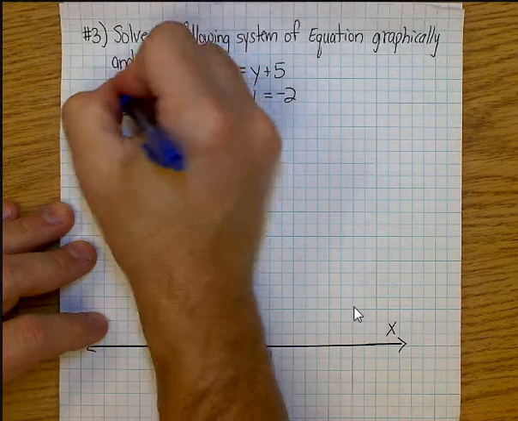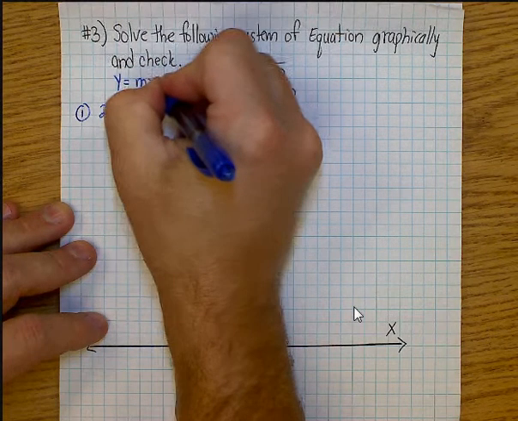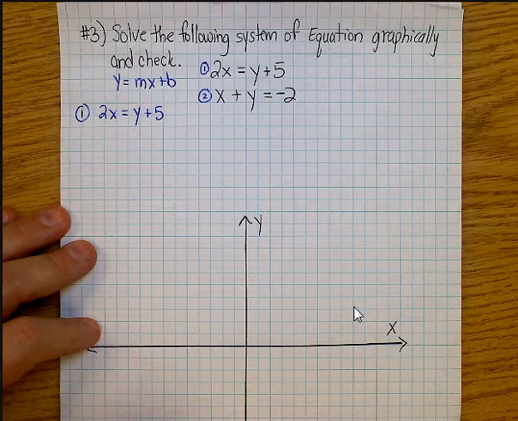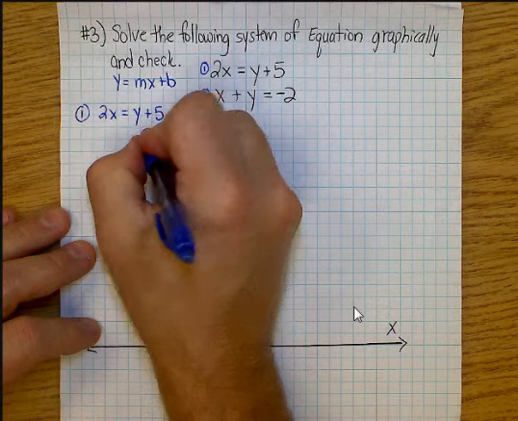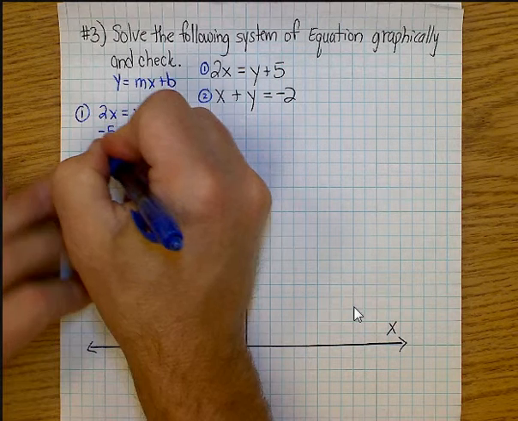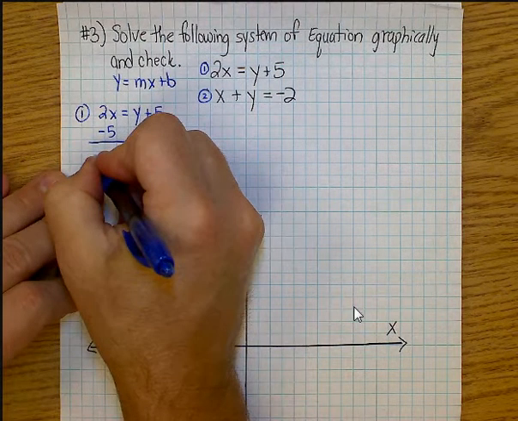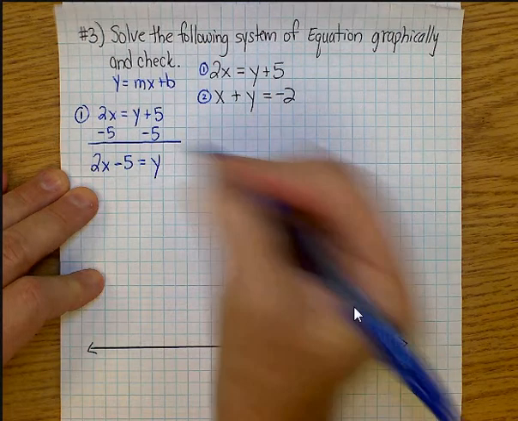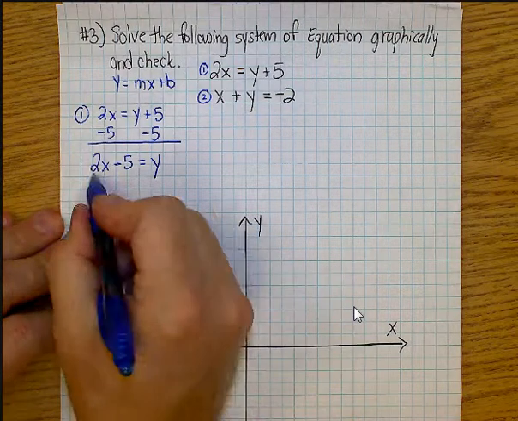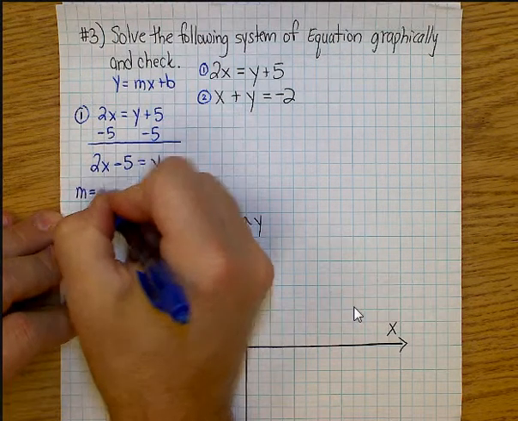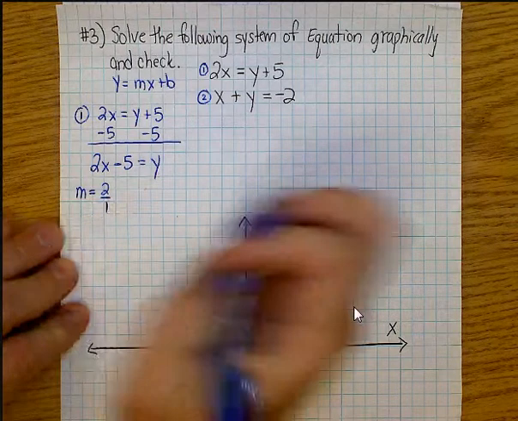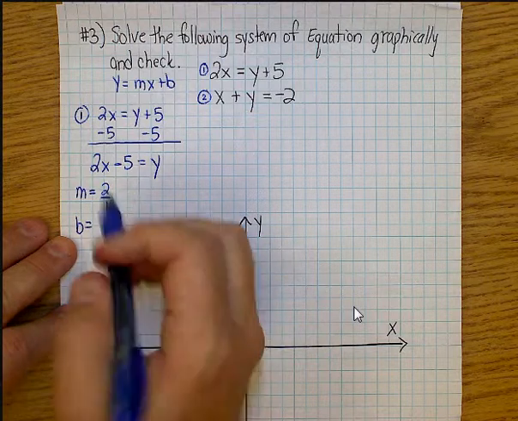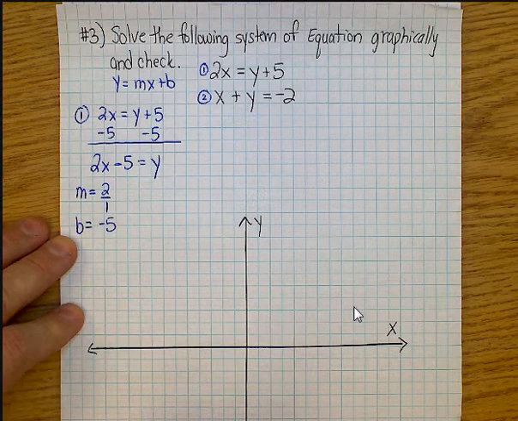And remember, our goal is to get y by itself, and then we can determine our slope, which is m, and our y-intercept, which is b. So I want to get y by itself, so the first thing I'm going to do in this problem is subtract 5 from both sides, and I'm going to get 2x minus 5 is equal to y. Once y is by itself, the number in front of x is your slope, and just write that as a fraction. And the number that's with that 2x term, the negative 5, is your y-intercept.